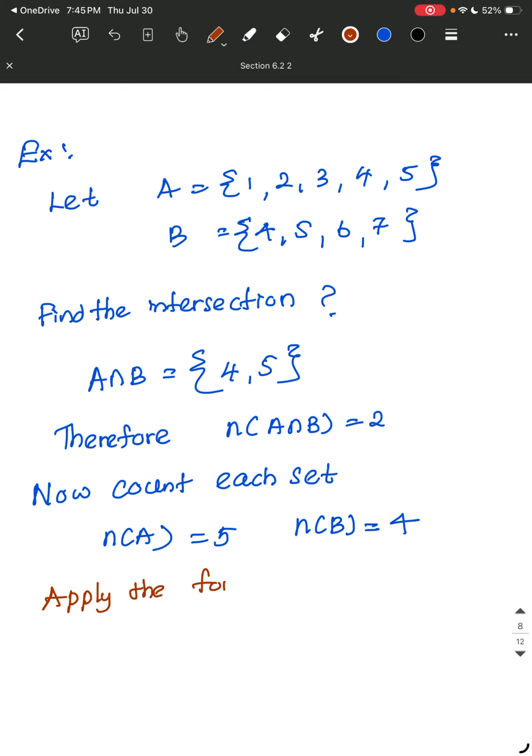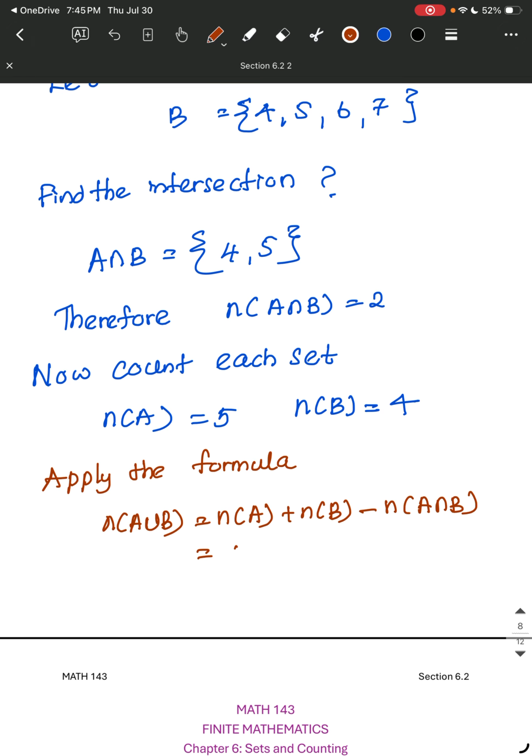The number of entries in A union B equals the number of entries in A plus the number of entries in B minus the number of entries in A intersection B. 5 plus 4 minus 2, 7.